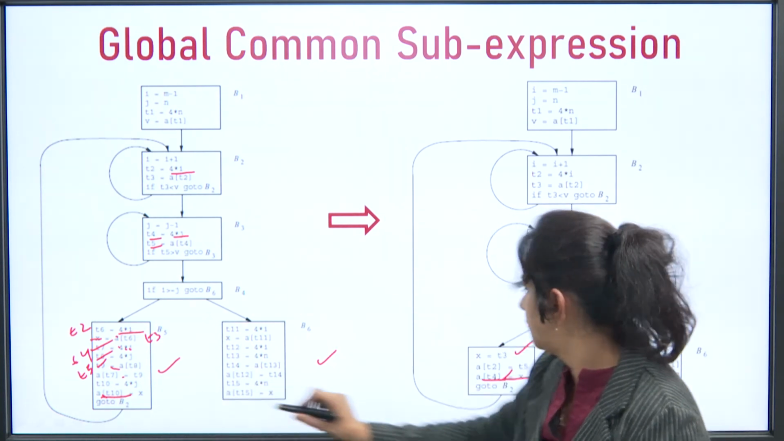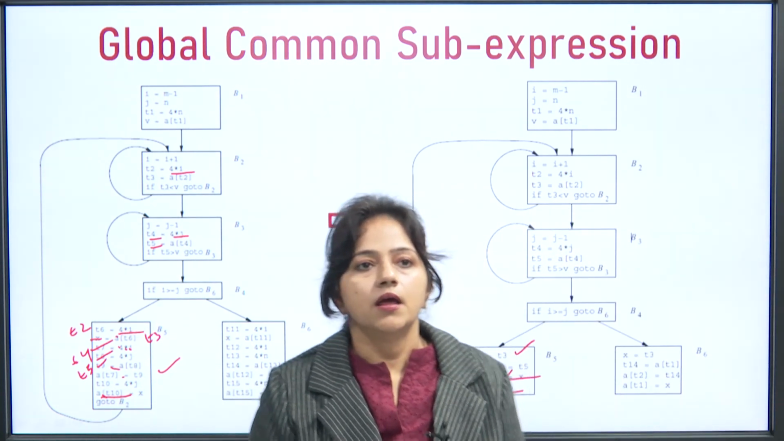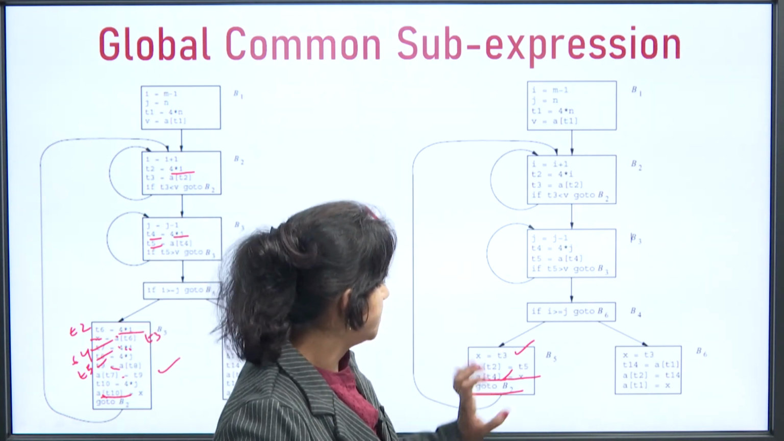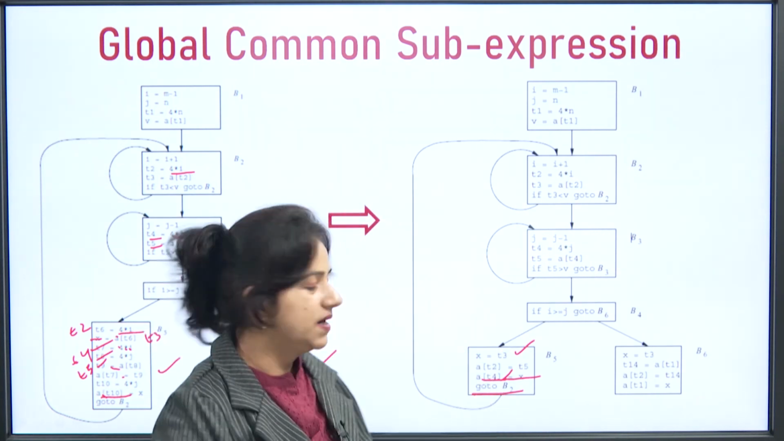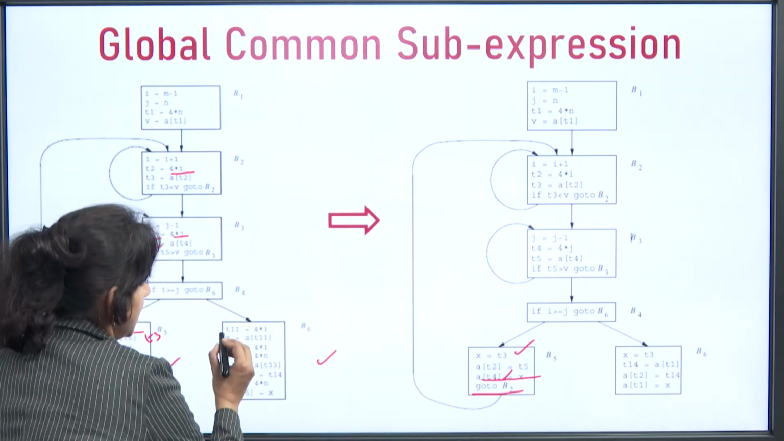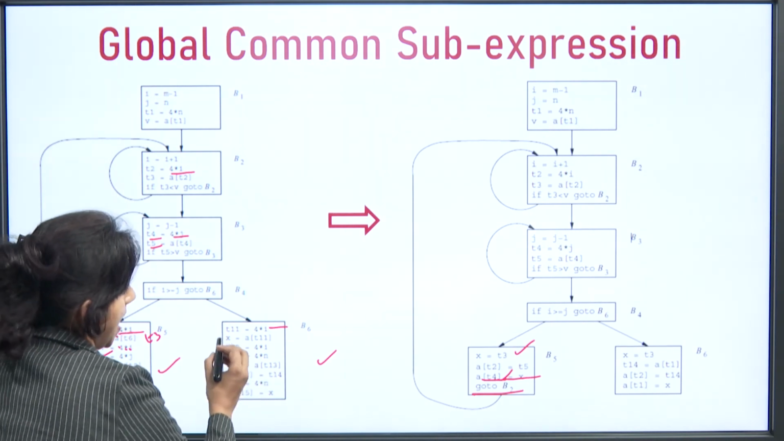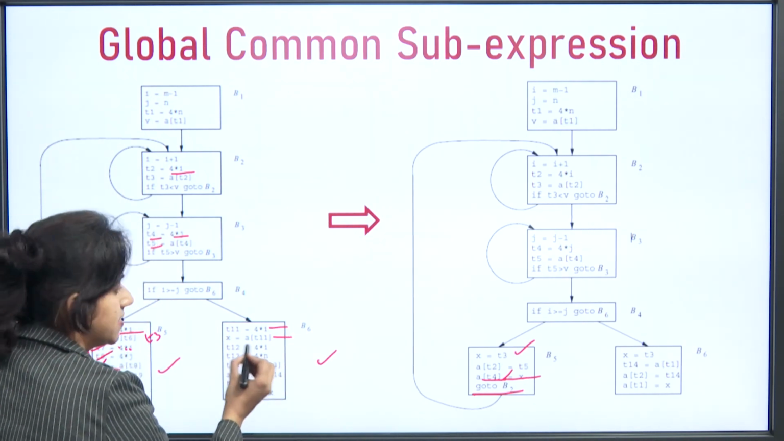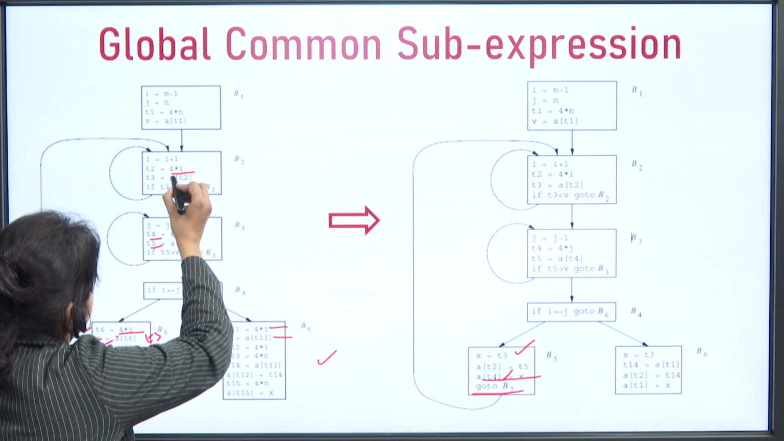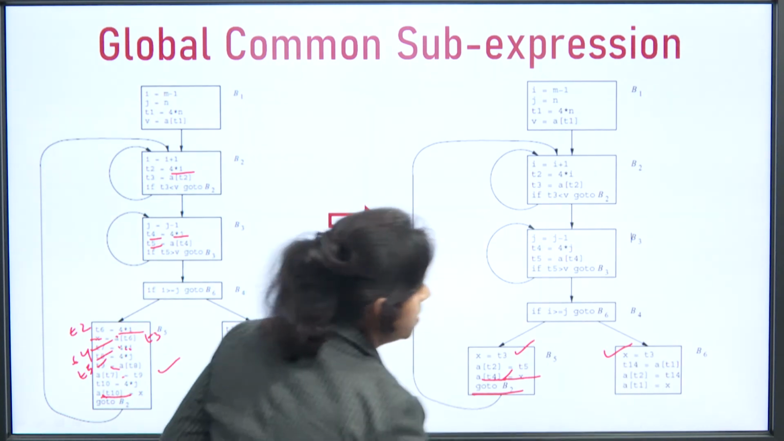And next we go to B2. So in this way we can do the optimization in block B4. Similarly, we can do optimization in B6. What do we have? T11 is equal to 4 into I, we can eliminate T11. x is equal to A at T11, and A at T11 means this one, T3. So we can directly write x is equal to T3.